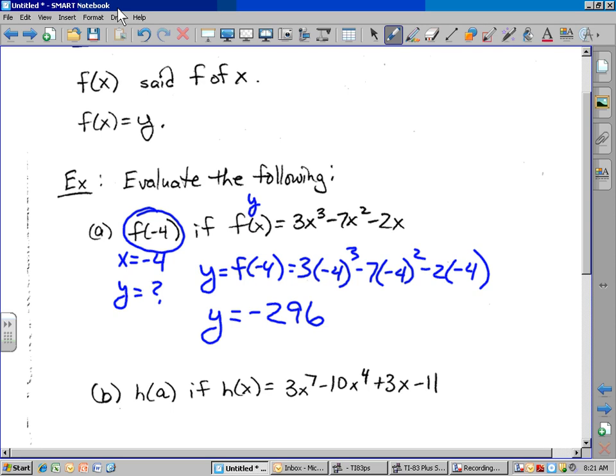So what does that mean? Well, that's our answer, but it also represents a point. So we could say that negative 4, negative 296 is a point on that function. Do you understand that? That's what that represents? You have an x, you have a y, it's a point on the function.